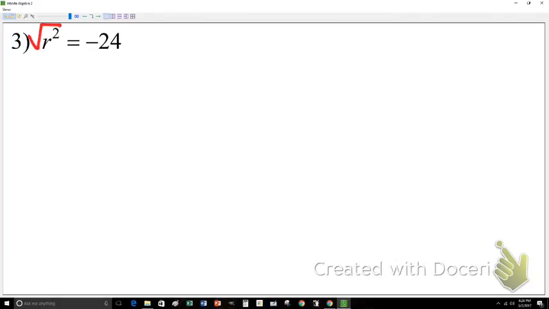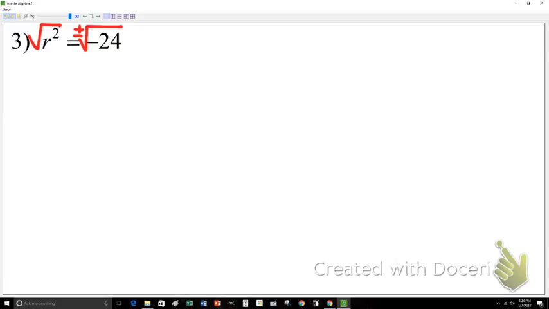But since what I do to one side of the equation I have to do to the other side, I'll go ahead and take the square root of the other side as well. Don't forget, you have to add a plus and a minus sign on the left side of the square root that's on the right side of the equation there, because we have to take into account that r could have been both positive and negative.